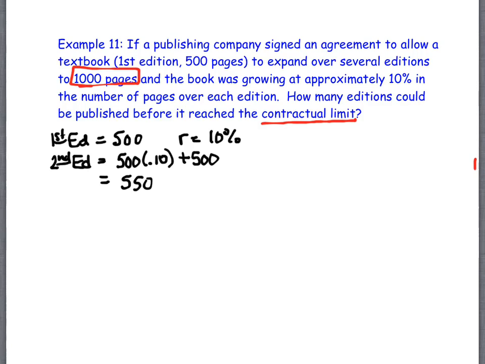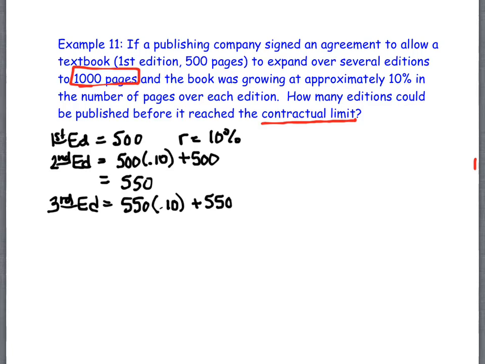Now, could we continue this process for the next edition of the book? Absolutely. But I won't add 50 pages for the next book. What will I add? 10% of 550, which would be 55 pages, right? So let me just write out what you just told me for the third edition. I'd take the 550, which is the current number of pages, multiply by 10%, which you guys just said was 55, and I'd add it to the 550 pages that my book had from edition 2.